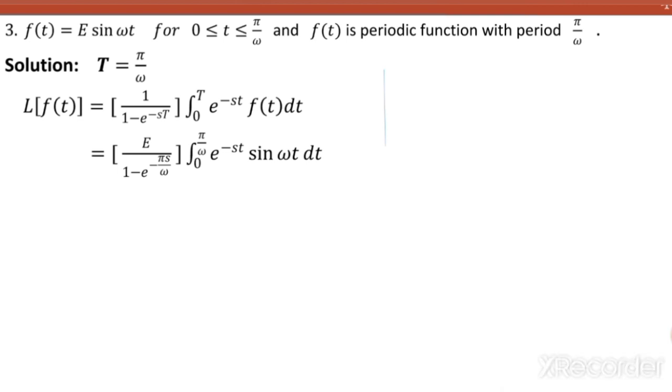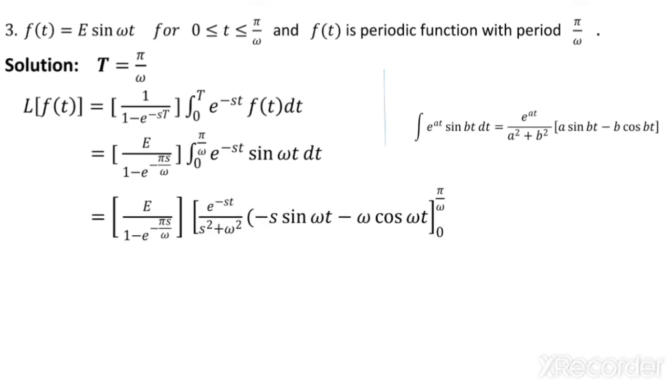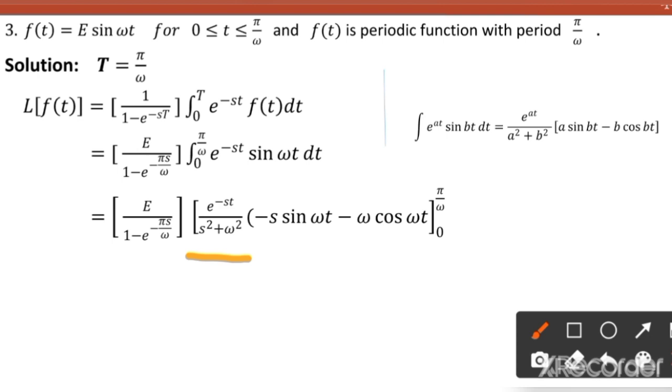Obviously here we have a standard result for e power at sin bt dt: e power at by a square plus b square, into a sin bt minus b cos bt. So in place of a here we have minus s, and in place of b we have omega. So the next step becomes e by 1 minus exponential minus pi s by omega, into e power minus st by s square plus omega square, because it is a square plus b square, that is minus s the whole square plus omega square. So clearly it is s square plus omega square.